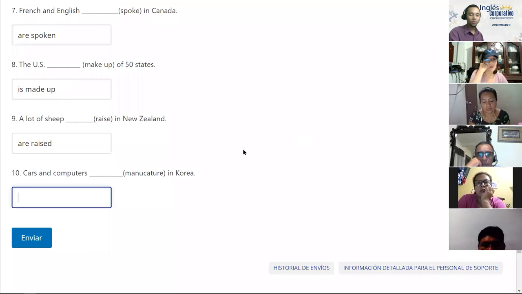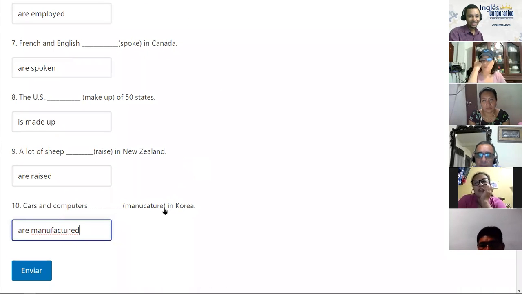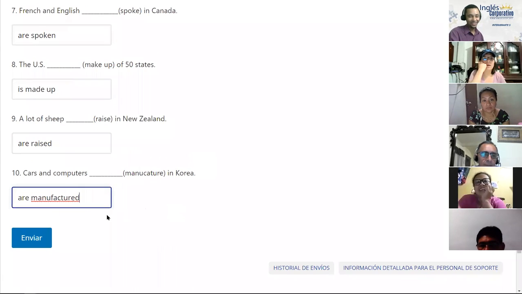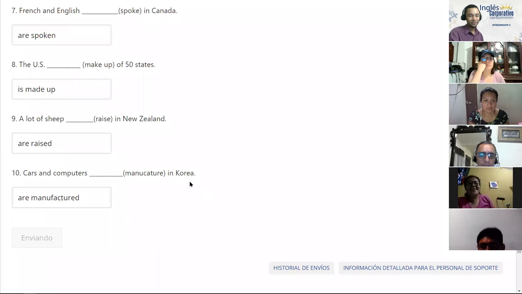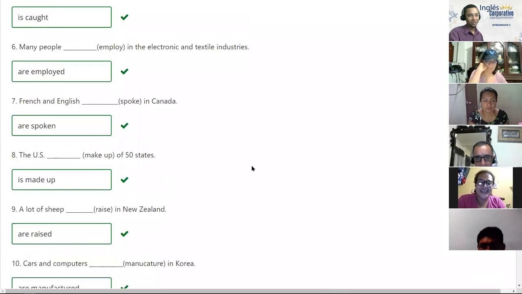Y aquí, por cierto, aparece esta palabra que está mal escrita. Manufactured, dice. No, sería manufactured. Sería are manufactured in Korea. Bueno, ponen en el traductor y lo pone como manufacturado también. Are manufactured in Korea. Lo autocorrige, ¿verdad? Vamos a enviar y ahí están todas.